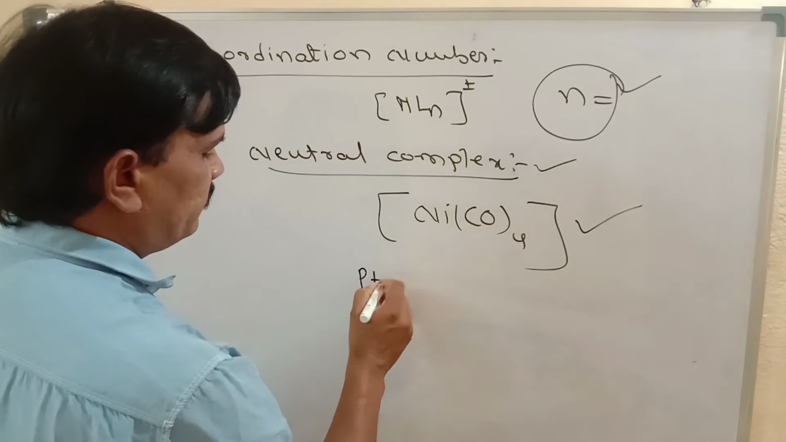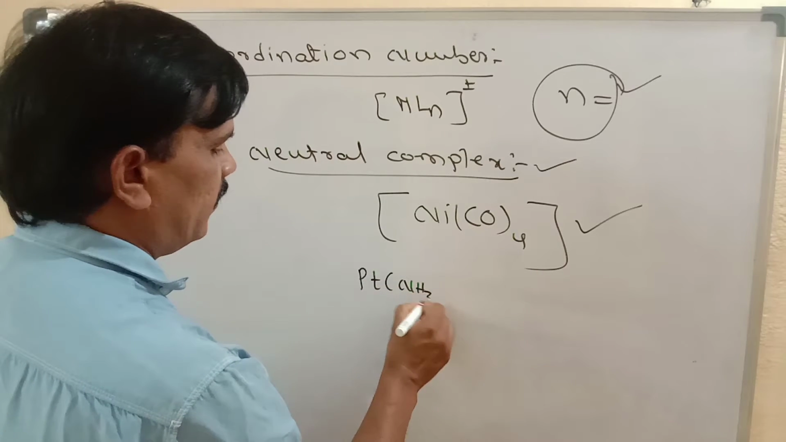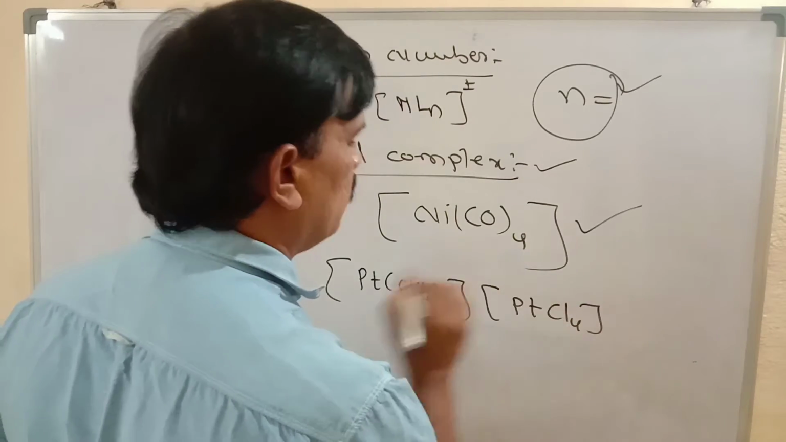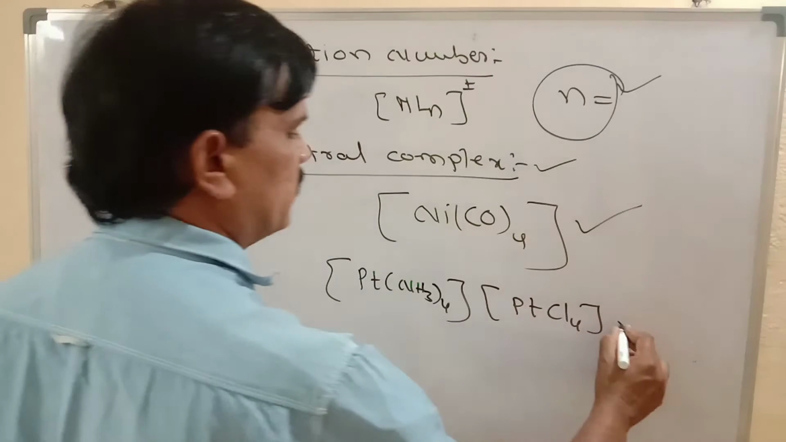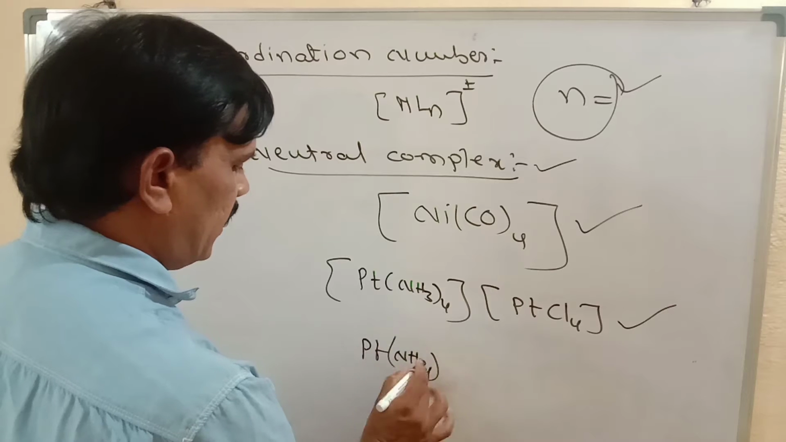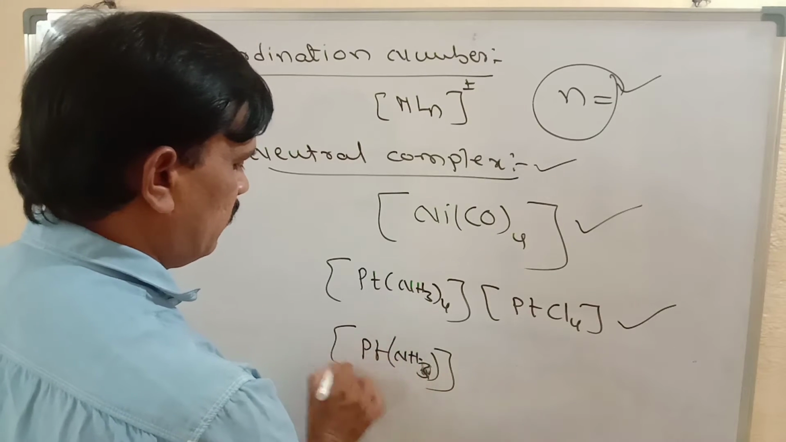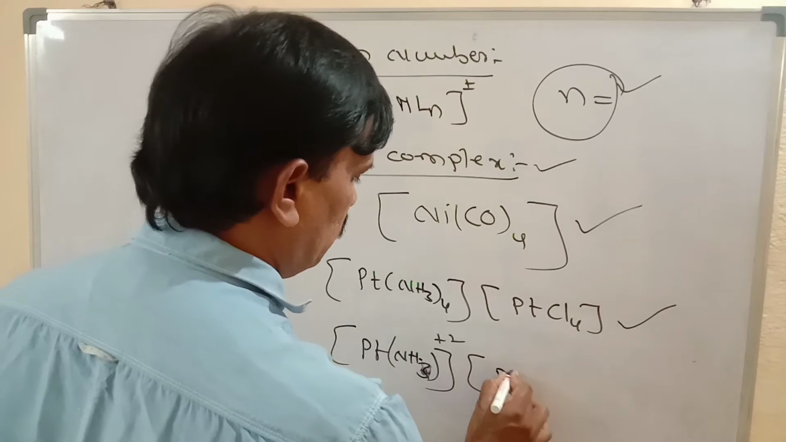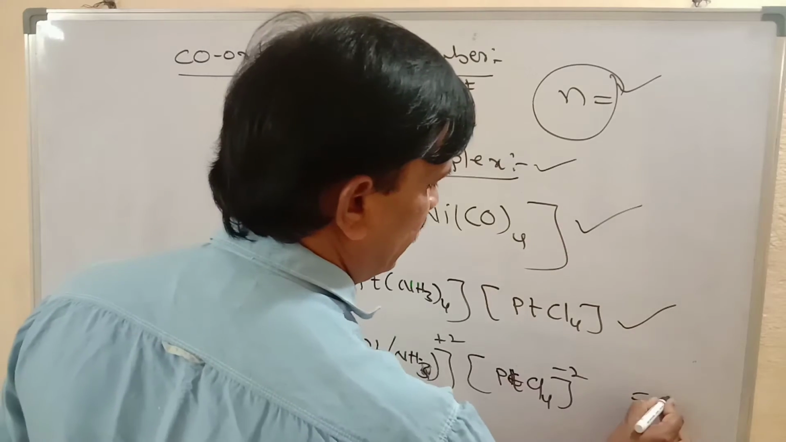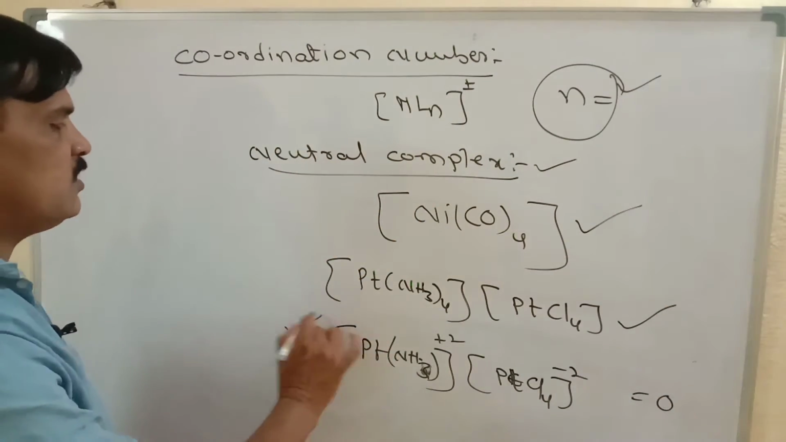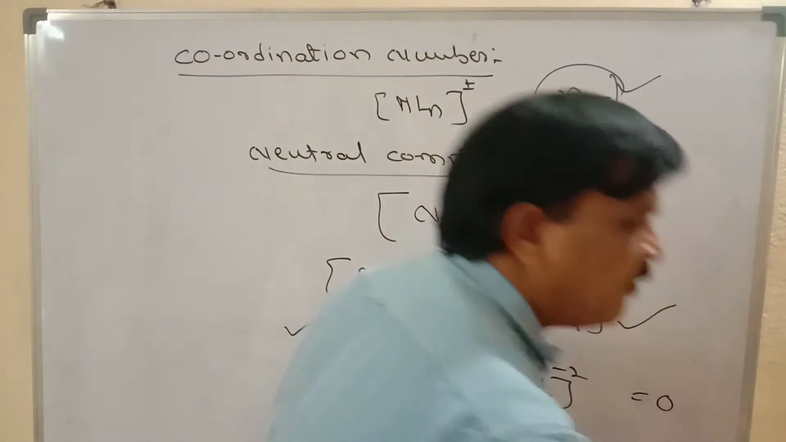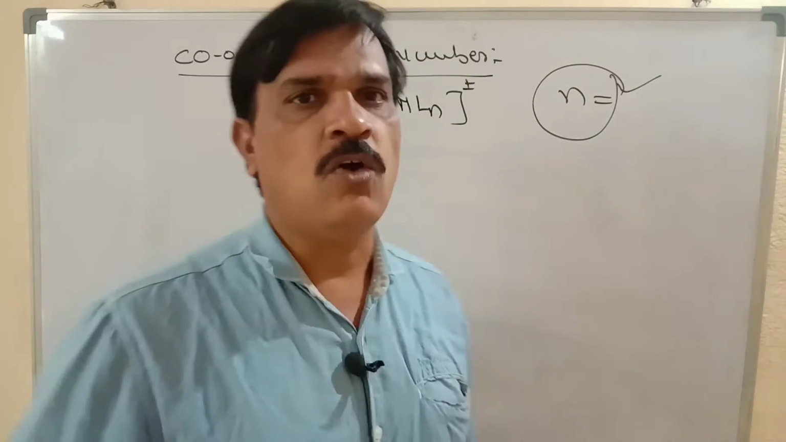This is also a neutral complex compound: [Pt(NH3)2Cl4]. This type of complex compound is also neutral. Why? Because in the dissociation, the NH3 part gives +2 and PtCl4 gives -2. +2 and -2, net charge is 0. Net charge 0 means it is known as a neutral complex compound. This is about cationic, anionic and neutral complex compounds.